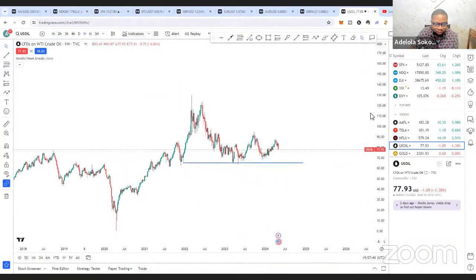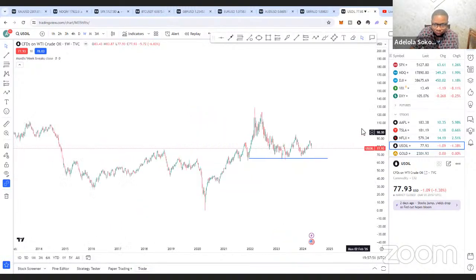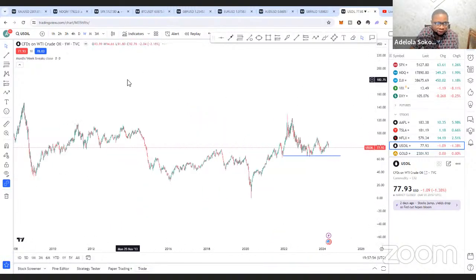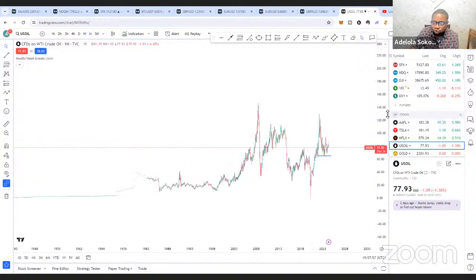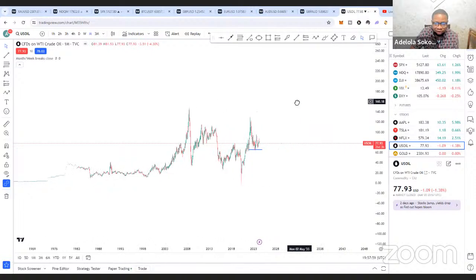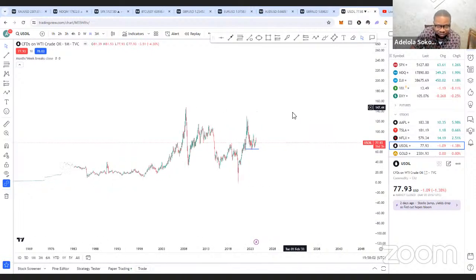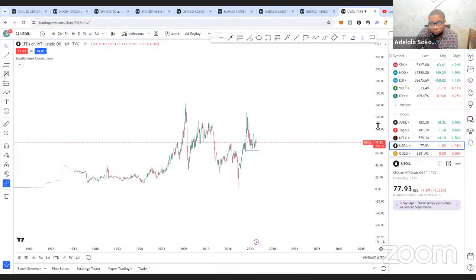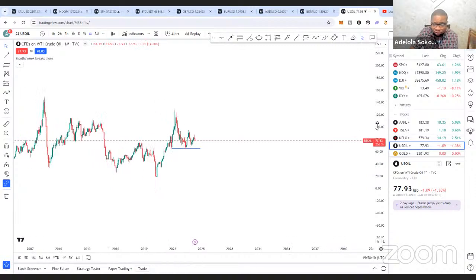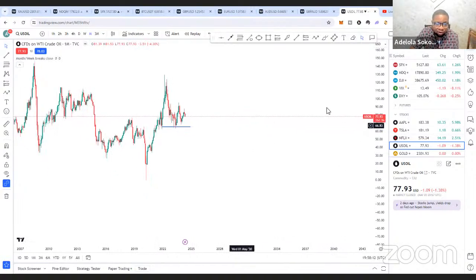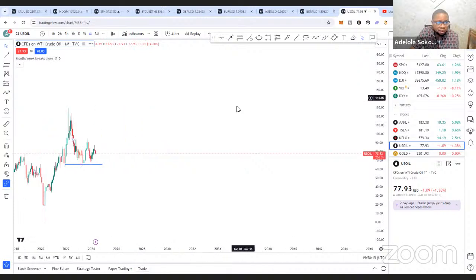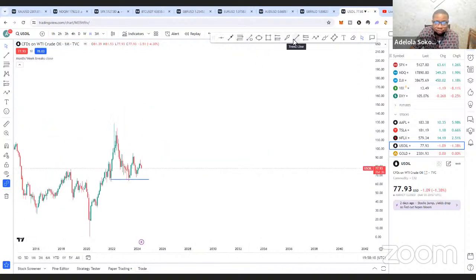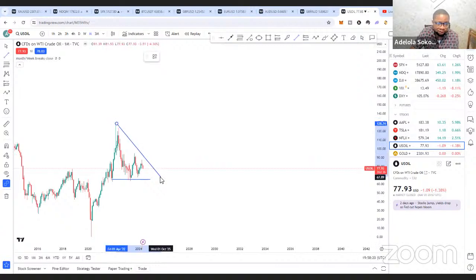I'm checking the weekly time frame. I want to check the overall direction of the market first. It's been in a bullish trend for some time, but we're having this pullback. It's selling now. As you can see, even on this monthly time frame, it's been bearish for some time now. See this channel?